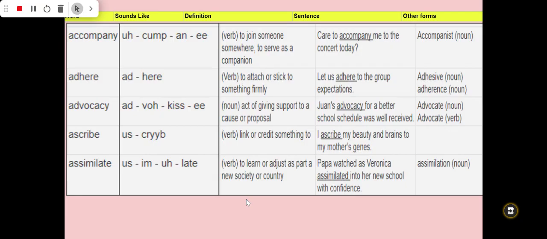And that is the end of the notes. So you can pause and write down the rest of these.